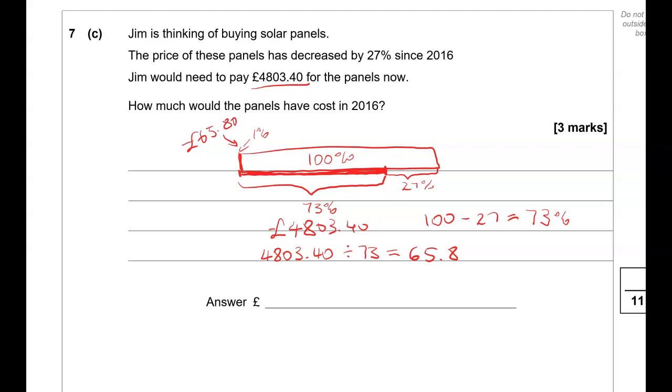We want the 100% amount. That's what the original price was. So we're just going to multiply this by 100. So 65.8 times 100, that gives us 6,580.